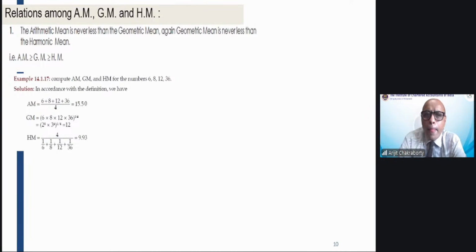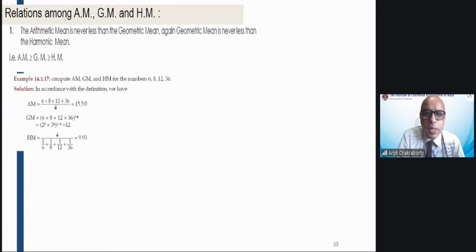Another example, just to reinforce your understanding and concept from 14.1.17. This question is very interesting and important because it asks you to calculate all the three types of mean. So we have to calculate AM, GM and HM. There are 4 numbers given, 6, 8, 12 and 36.